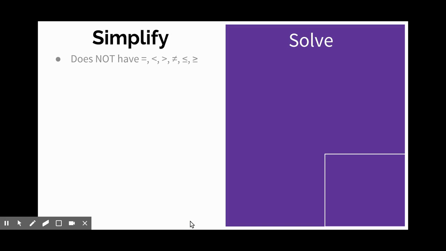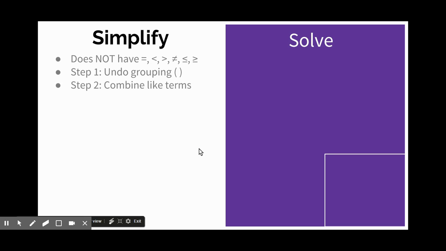So simplifying and solving, everyone gets this mixed up. So when you simplify, usually you do not have equals or less than or greater than or not equal to or less than or equal to or greater than or equal to. It doesn't have any of those, usually. So your first step is undo grouping, which is usually parentheses. Second step, combine like terms, which if you go back in the video, you can see what like terms are. And we're going to jump right into examples. So write this example down.